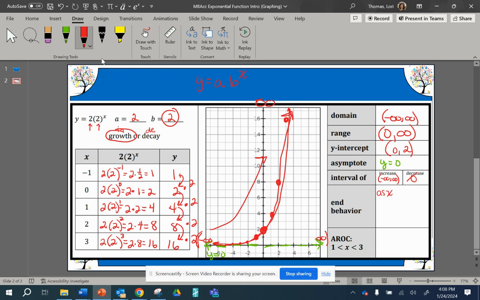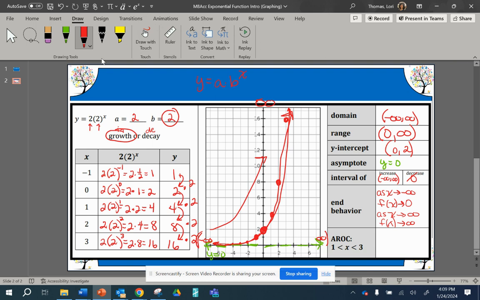Our end behavior, as x approaches negative infinity, f of x, we're going to use our asymptote. So as our x values get smaller and smaller, our y values get closer and closer to that asymptote of 0. That is on the left side. And then on the right side, as x approaches positive infinity, as our x values increase, our y values also increase to positive infinity.